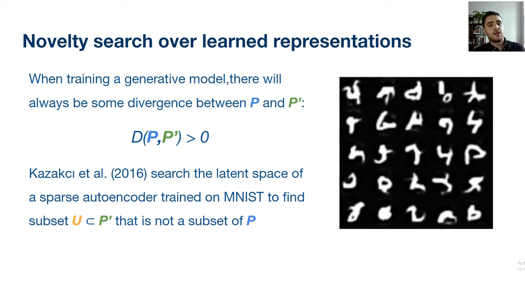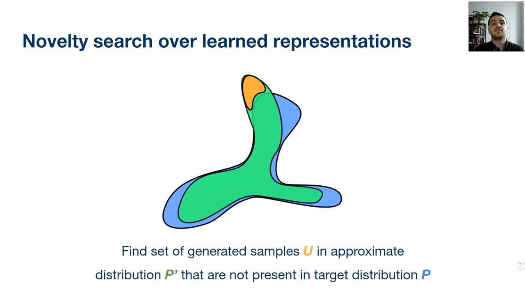So, taking that into account, Kazachi et al. train a sparse autoencoder on the MNIST handwritten digit dataset, and then after training, they search the entire space of generated outputs and find the results in P prime, the approximate distribution, that aren't present in the target distribution. And this subset of samples is in itself a normal distribution of results.